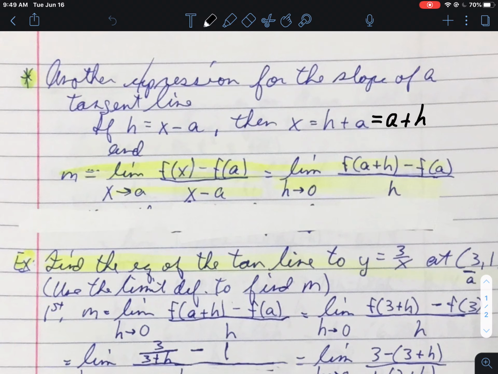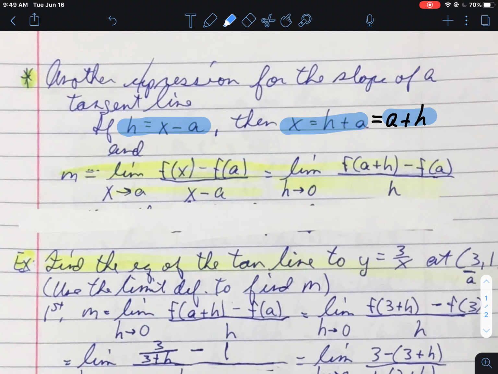Now, there's another expression that can be used for the slope of that tan line. If we take that definition that we just used, the limit as x approaches a of f of x minus f of a over x minus a, we're going to replace x minus a with h. In other words, whatever that distance is between x and a, we're just calling that distance h. Then if you rewrite that equation solving for x, you have x equals h plus a, or x equals a plus h.